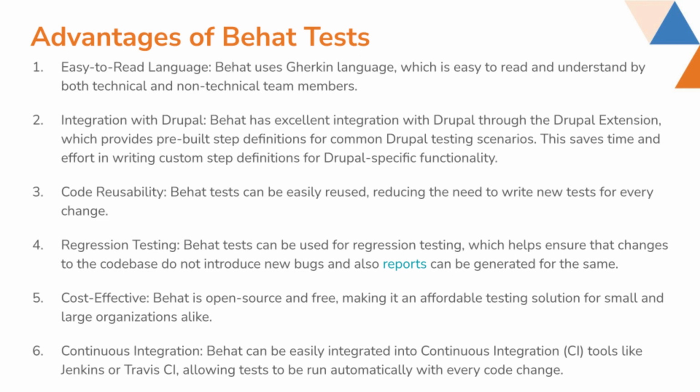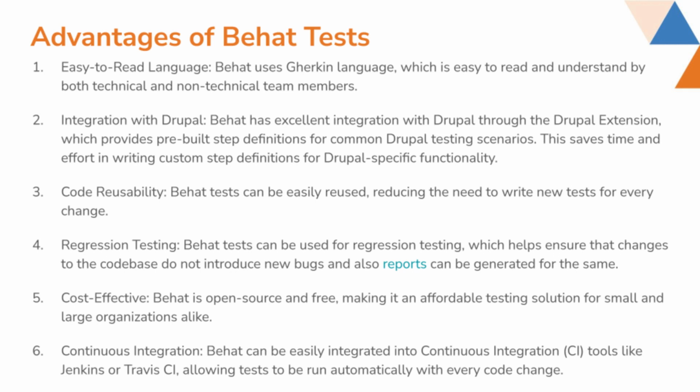And the fifth point will be cost effective. As you know, Behat is open source and free, making it an affordable testing solution for small organizations. So in the start, many organizations do not spend a lot of time and money on testing. And if they have a lot of tests, say for example, 1,000 or 1,500 tests that have to be run monthly, for something of that sort to be done manually will cost a lot of money and time. So this is where something like Behat comes in, and which maybe small organizations in the start can use, and ensure that their software is bug free.